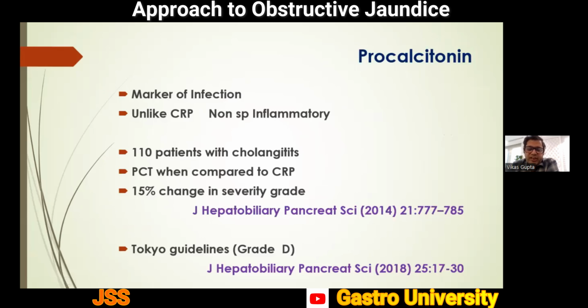And procalcitonin has recently been used as a marker for infection, unlike CRP, which is a non-specific inflammatory marker. And this is a study where they have seen that if procalcitonin is used instead of CRP, the incidence of severity grade of cholangitis increased by 15%. So, as a protocol, many centers, before contemplating any major liver or hepatobiliary surgery, will always use procalcitonin as a preoperative screening to rule out any infective focus in the body.